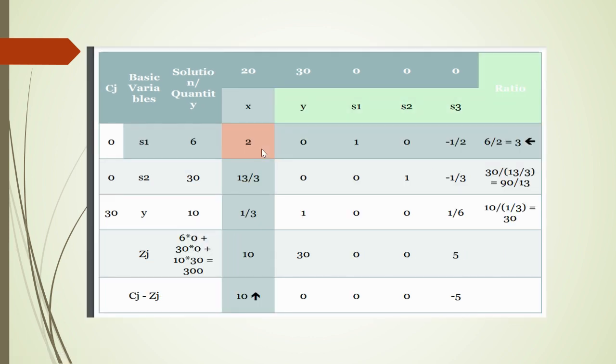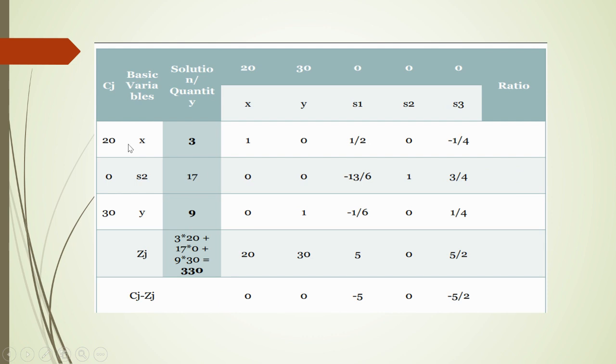Now this is the leaving row. We get the new row by dividing this pivot row by 2: 6 by 2, 2 by 2, 0 by 2, 1 by 2. And these are the values we get: 3, 1, 0, 1 by 2, 0, minus 1 by 4. The coefficient of this new variable is 20. The other two rows are found using the formula we discussed earlier.